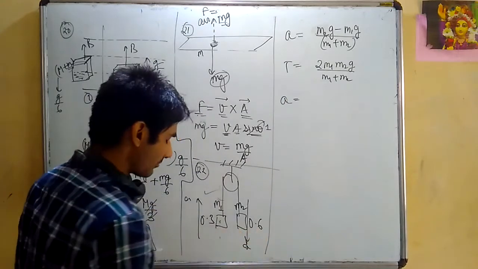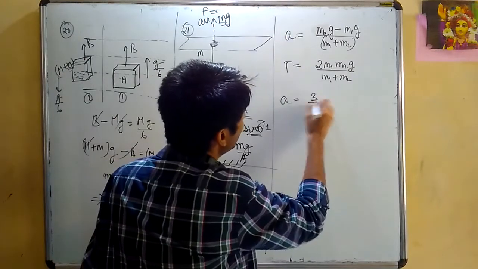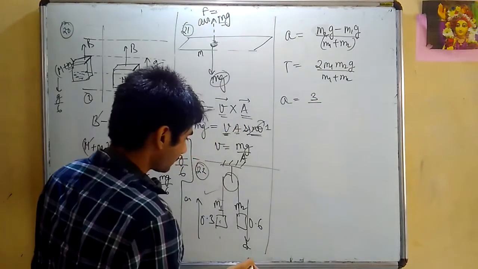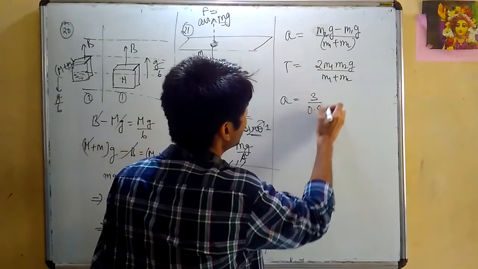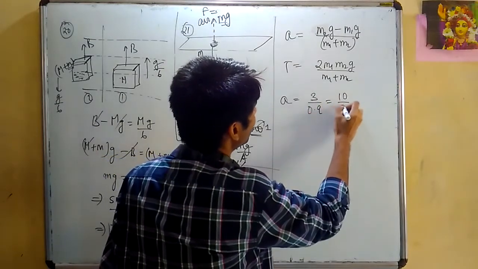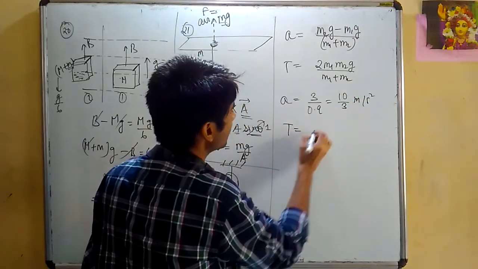6, this was the mass, right? Yeah, so 6 minus 3, that is 3, and the total mass is, what is the total mass? 0.9. So this is 30 by 9, that is 10 by 3 meter per second square is the acceleration. What is the tension?